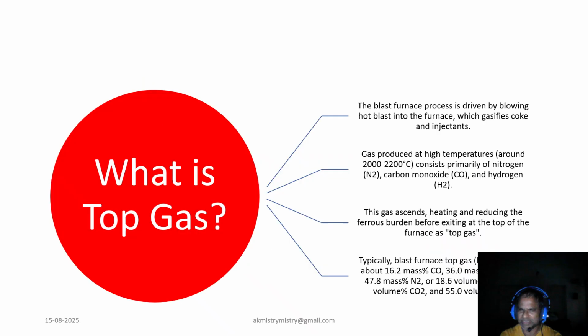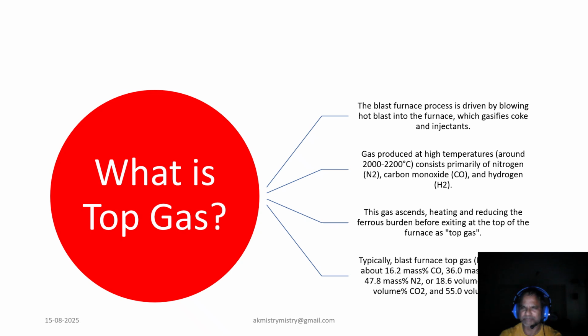Coming to our next slide, it shows that top gas is generated when hot blast reacts with the coke and injectant at a temperature of around 2000 to 2200 degrees centigrade. This is a typical example. It rises through the furnace, heating and reducing the burden. This is basically a generic short of the processes occurring in the furnace. The gas typically contains nitrogen, carbon monoxide, and carbon dioxide. Its composition is a key indicator of furnace performance.